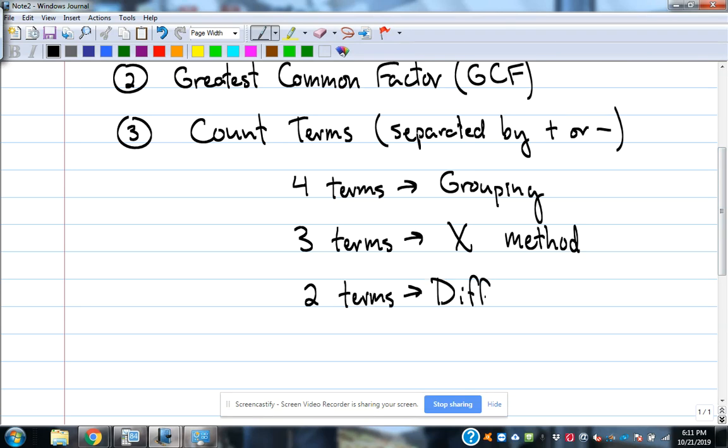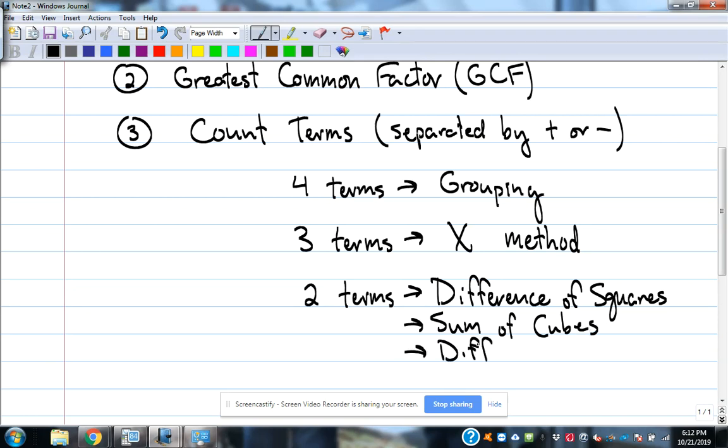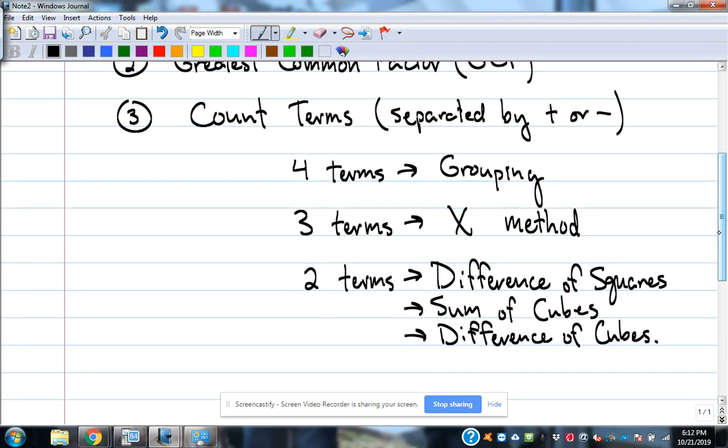we could have a difference of squares, or it could be a sum of cubes, or a difference of cubes. And I'll teach you how to factor those as well, okay? So based on the number of terms that are in our problem, it tells us which methods to use out of that, okay? So 4 terms is grouping, 3 terms is going to be the X method, and I'll show you how to do that.